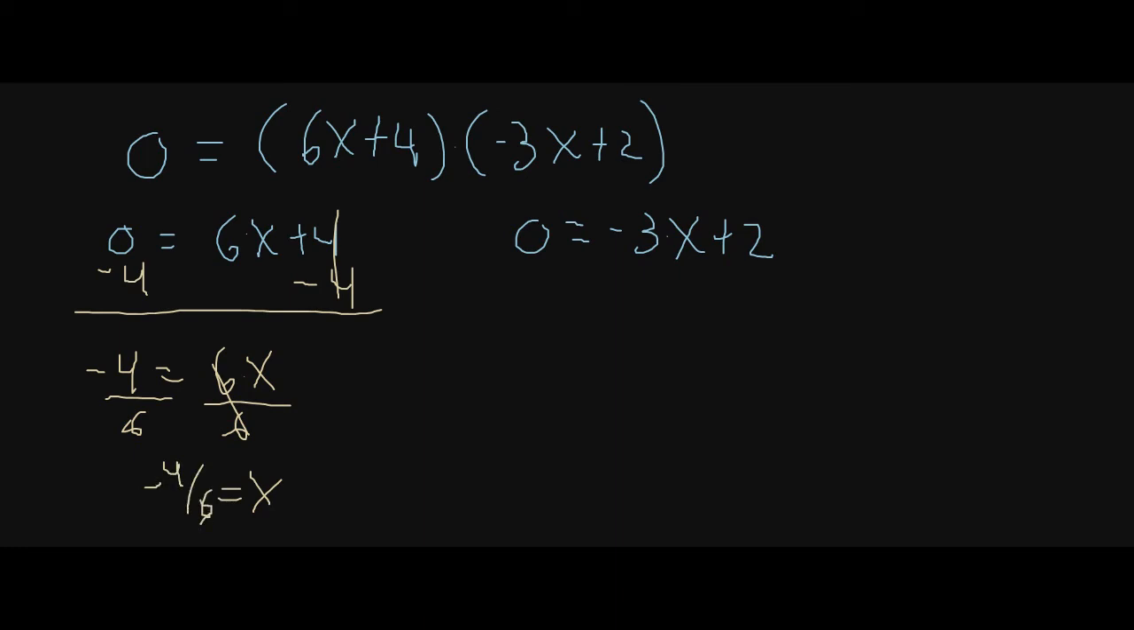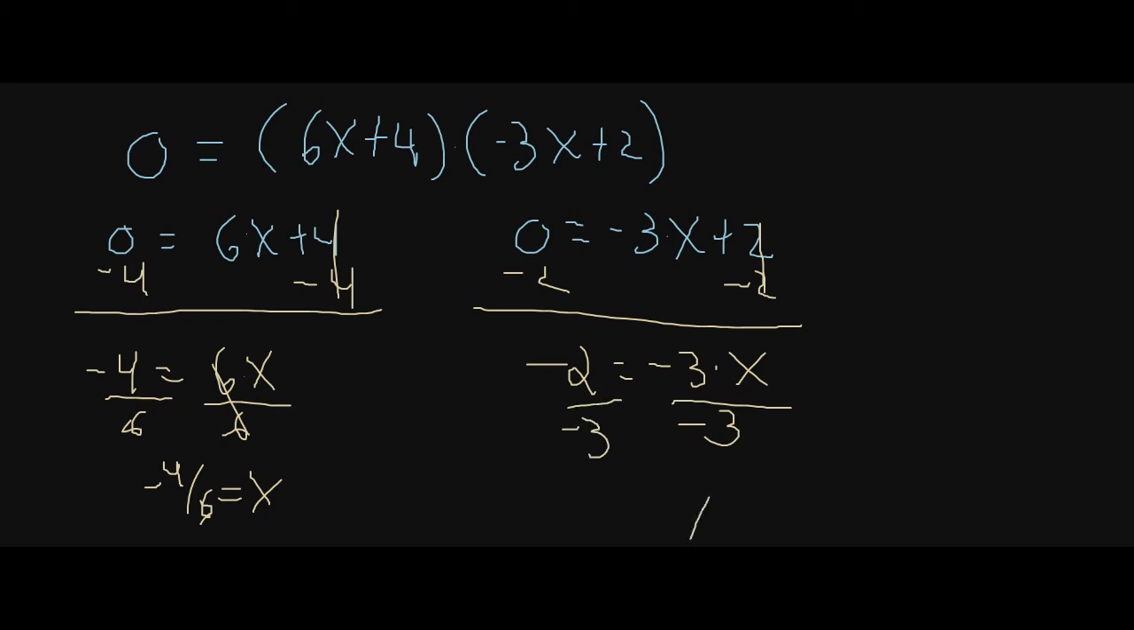Let's go ahead and solve this problem here. We subtract 2 from both sides. We're going to get negative 2 is equal to negative 3 times x. So we just divide by the negative 3 to get rid of it, and we're going to get x is equal to 2 divided by 3. And these are my two roots.